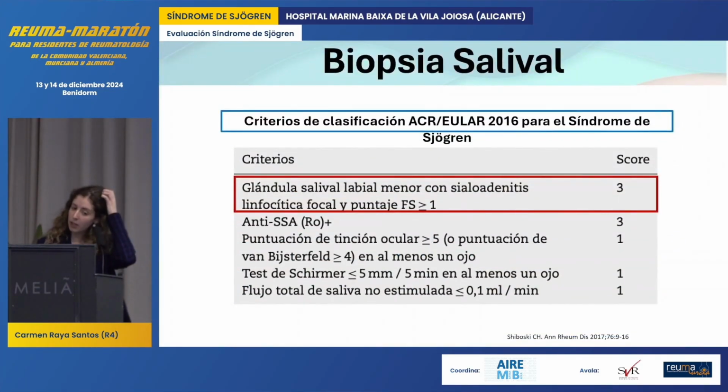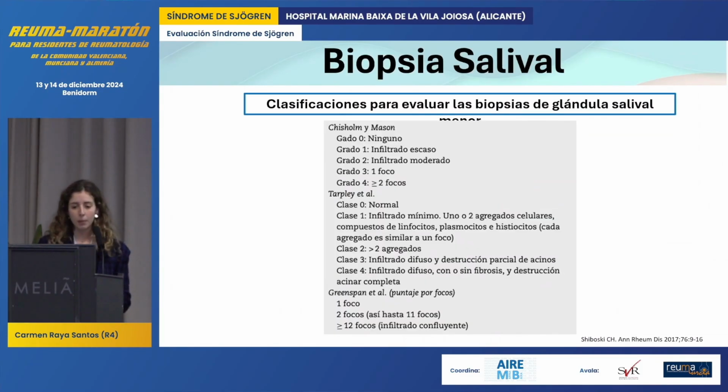Remember that the biopsy is included in the ACR-EULAR criteria, and it carries a fairly high score of 3 points. What is typically observed is focal lymphocytic sialadenitis, with a focus score greater than or equal to 1. The biopsy has been evaluated in different ways. We only focus on the focus score.